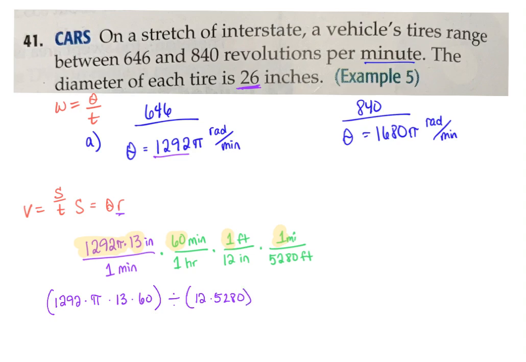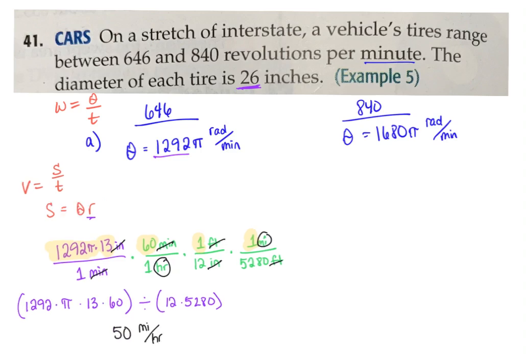One thing you do want to check when you do this is that you did all your conversions. This will keep you from missing a conversion. You can cancel them out. So my inches canceled out with inches, my minutes canceled out with minutes, and my feet canceled out with feet, and I was left with miles per hour. Here I should round to the nearest whole, 50 miles per hour.